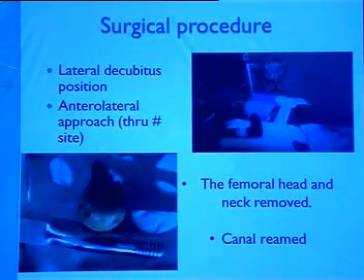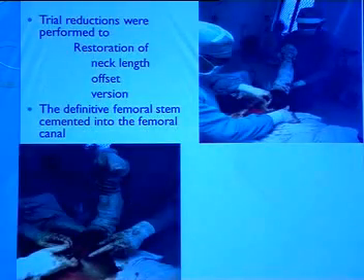The surgical procedure is done under spinal or general anesthesia in the lateral decubitus position, through an anterolateral approach, that is through the fracture site, the transtrochanteric window. The femoral head and neck are removed, and the canal is reamed. Then the trial reductions are performed. This is the main crucial step to restore neck length, offset and version.